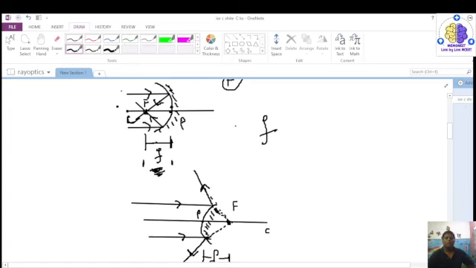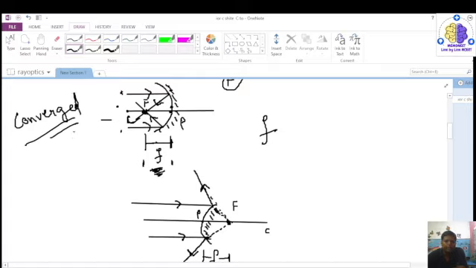Now, what we can see here from the two diagrams is, for a concave mirror, the light rays which were coming from two different points are getting to meet at one same point, or we can use a word over here, which is that the light rays are getting converged.